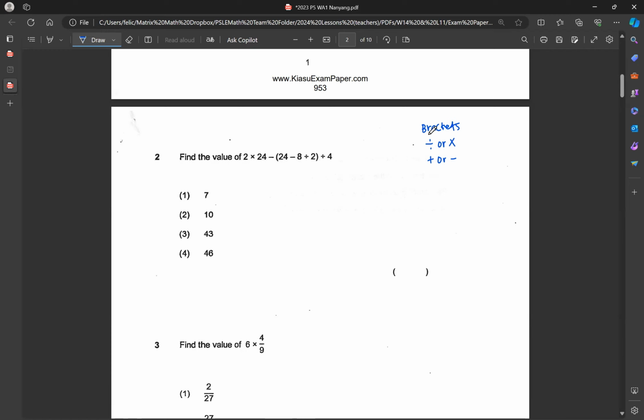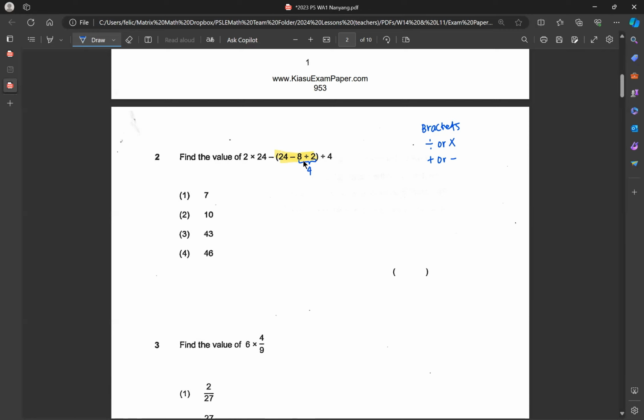So the top priority is to always settle the brackets first. In this case, I see that in my brackets, I have 24 minus 8 divided by 2. Now, if I focus on the bracket first, let me just highlight this. If I focus on this alone, notice that again, inside this, I have a mix. I have minus and division, both. So which one to do first? Again, based on the rank here, I know that I have to settle the divide first. So I need to do the divide, 8 divided by 2 first in the bracket. So 8 divided by 2 is 4.